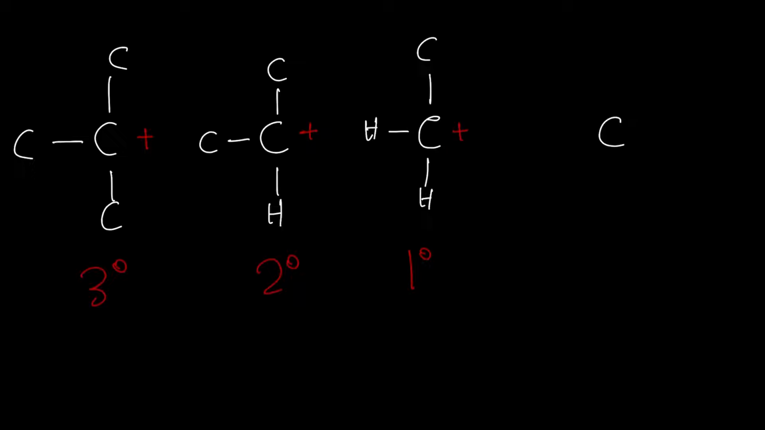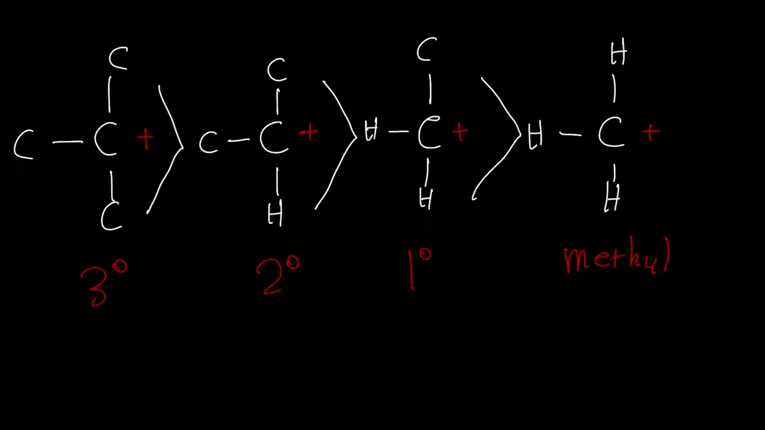And if the carbon that has the positive charge is attached to no other carbons and only hydrogens, then it is going to be called a methyl carbocation. Which one of these is more stable? You need to know that the tertiary carbocation is more stable than the secondary, which is more stable than the primary, which is more stable than the methyl. So the more carbons that you have around your positively charged carbon, the more stable it is going to be.